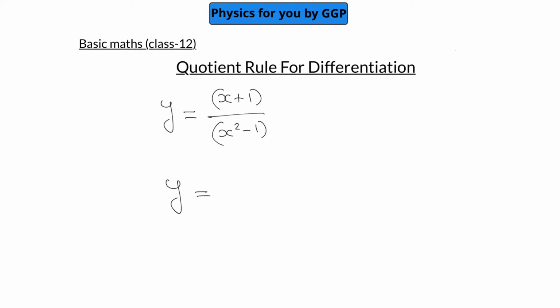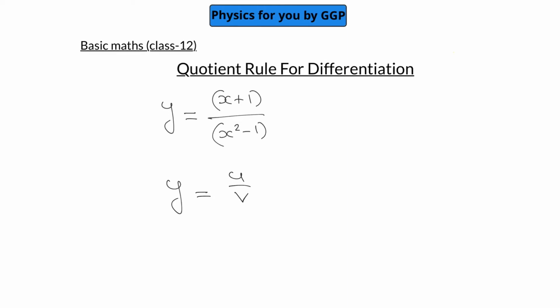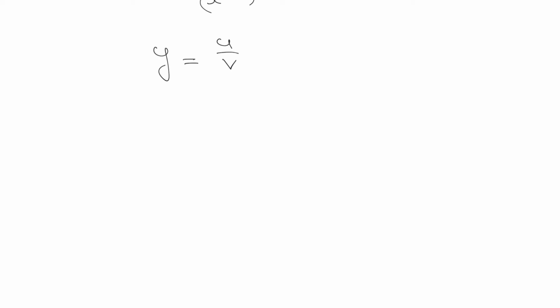So first we can explain what this quotient rule is. If y is equal to u divided by v, where u and v are two functions, so this is one function divided by another function, then for the differentiation of y, just remember that the differentiation of y is not differentiation of u divided by differentiation of v. We should go for a rule known as the quotient rule. According to the quotient rule, the differentiation of y is equal to the denominator into the differentiation of the numerator, minus the numerator into the differentiation of the denominator, divided by the square of the denominator.